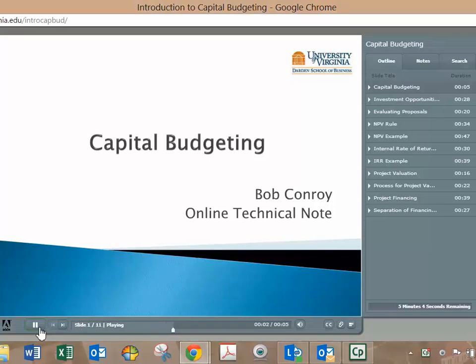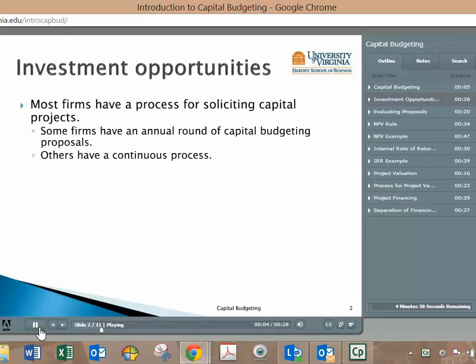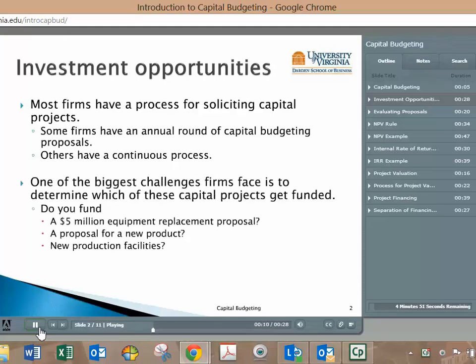In this note, we will examine how firms do capital budgeting. Most firms have a process for soliciting capital projects. Some firms solicit capital project proposals once a year. Others have a continuous process. However, one of the biggest challenges all firms face is how to determine which of the capital projects get funded.